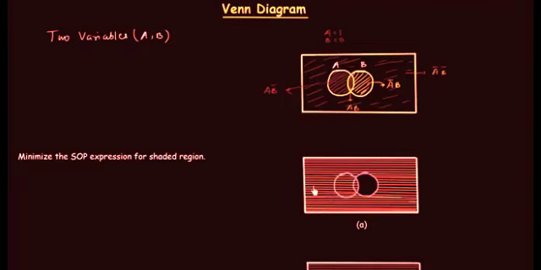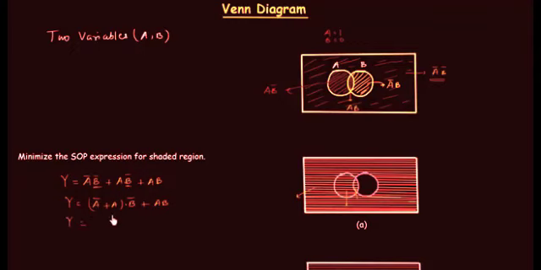The first problem you can see, and we have to minimize the SOP expression for the shaded region. So let's try to find out the minimized SOP expression. For this region, we have already seen it is A complement B complement. This region is A and B complement, and this common region is A and B. We can easily minimize this by using Boolean algebra. I will take B complement common from first two terms. So I have A complement or A, and B complement, or A and B.